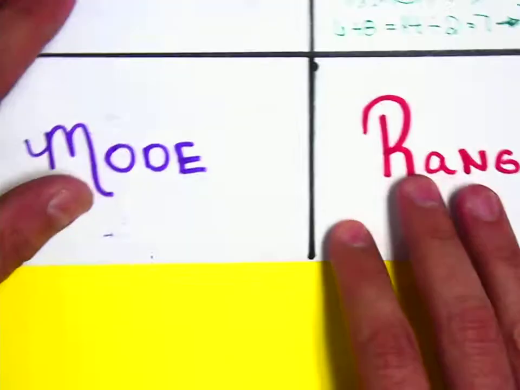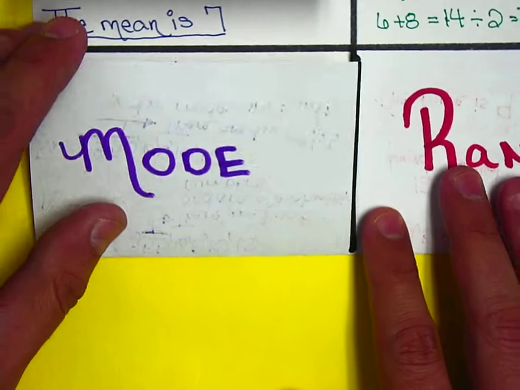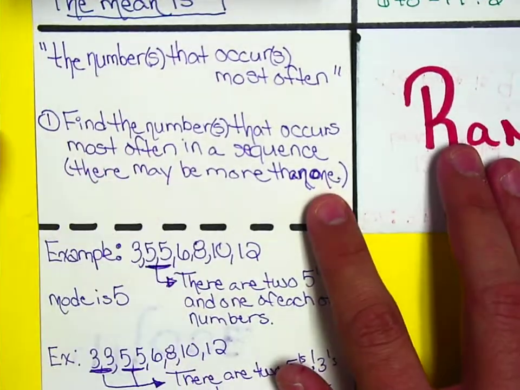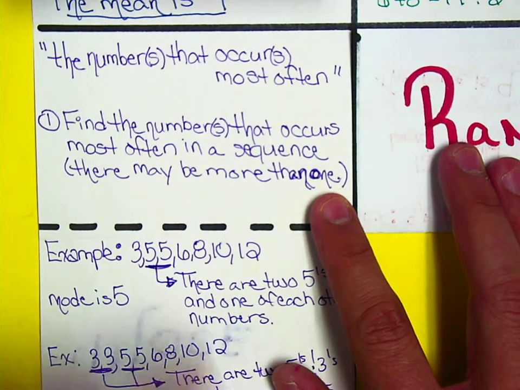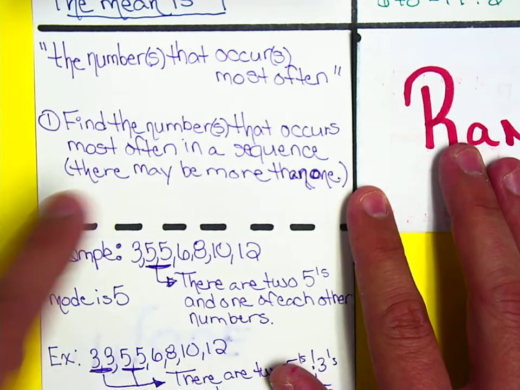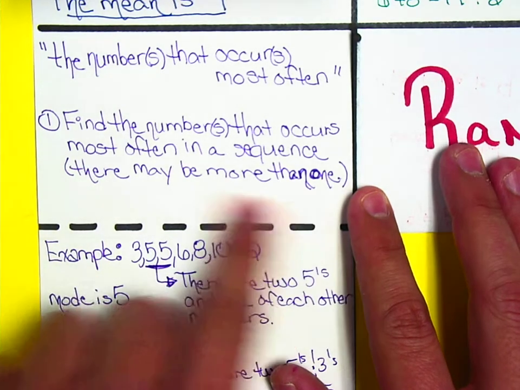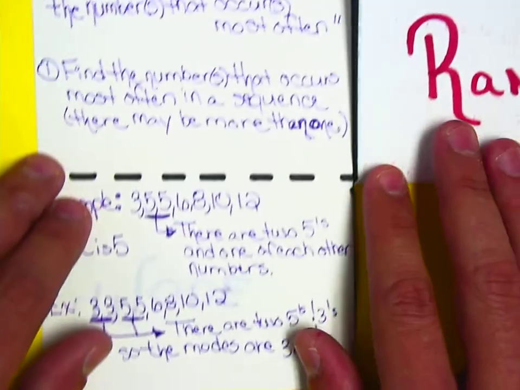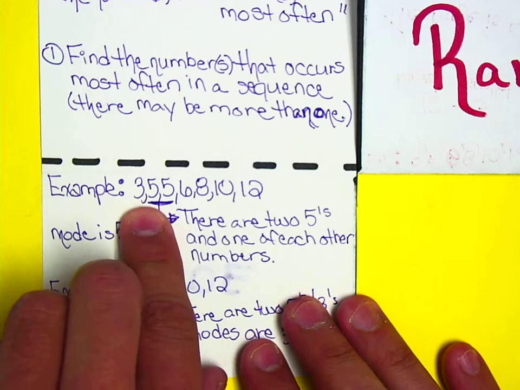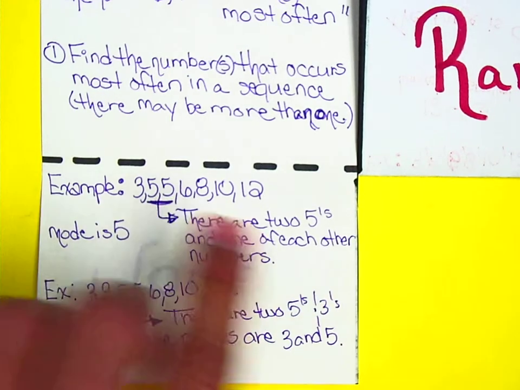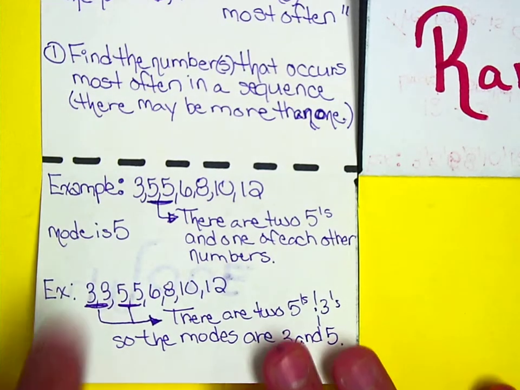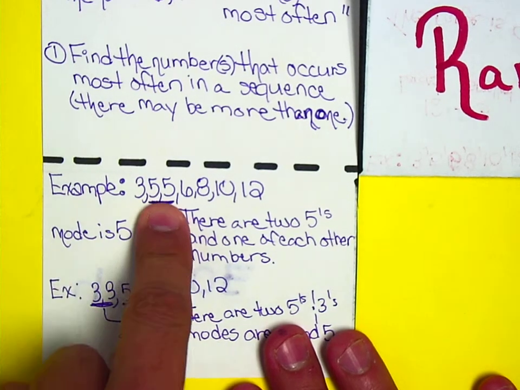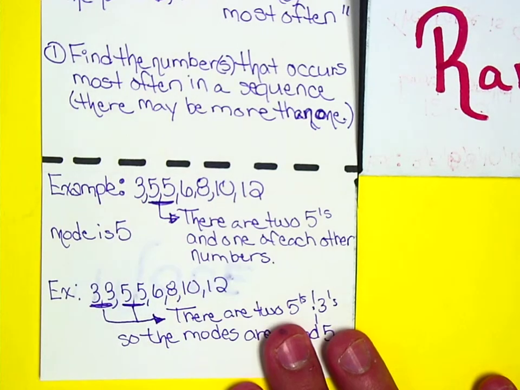Third, let's talk about mode. Mode is probably the easiest statistic to find because it basically is the number or numbers that occur the most often. So what you do is you find the numbers that occur most often in a sequence, and there may be more than one mode. For example, I have the data set 3, 5, 5, 6, 8, 10, 12. There are 2 5s in this sequence, and there's only one of everything else. Therefore, automatically, I know my mode is 5 because there are more 5s than anything else in this sequence.